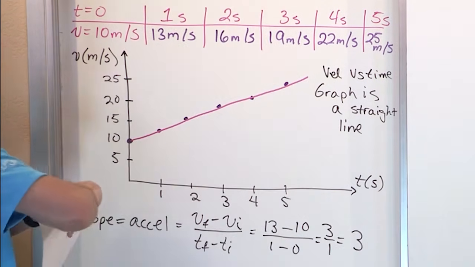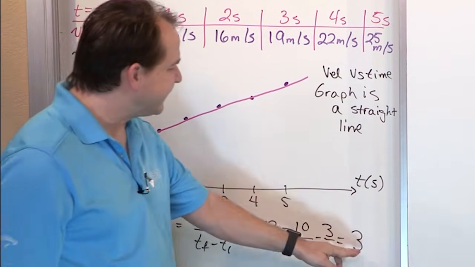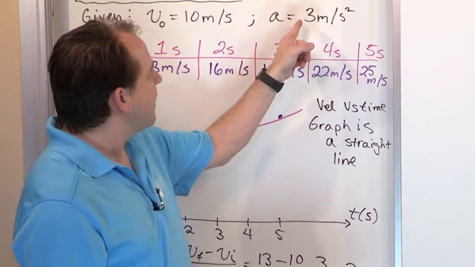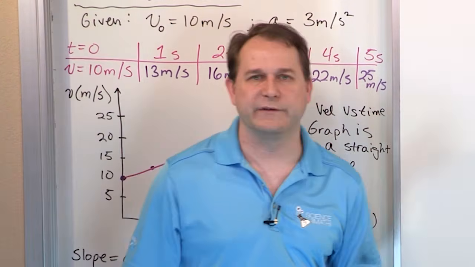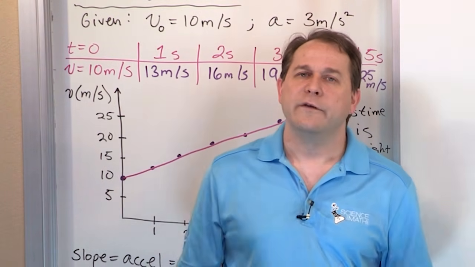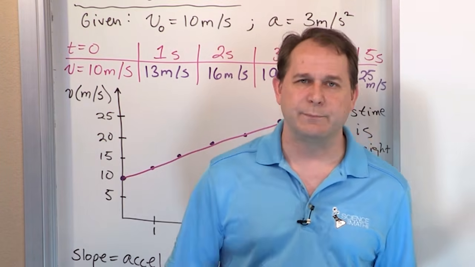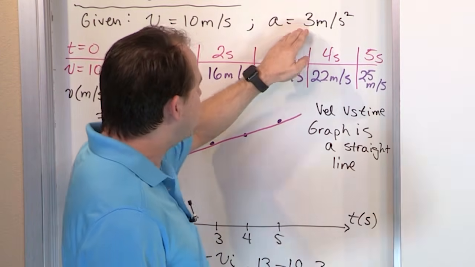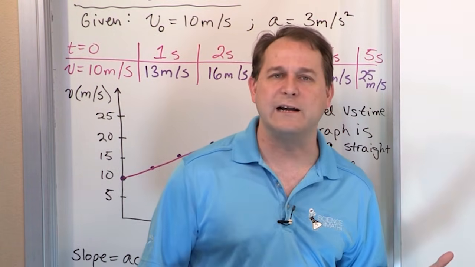What is the significance of this 3? What we're saying is the slope of this line is 3. But we already said in the problem statement that the acceleration was equal to 3 meters per second squared. So what I've proven to you by a very simple problem is that if I give you a starting velocity and I give you an acceleration, you've learned a ton already, believe it or not, about motion.